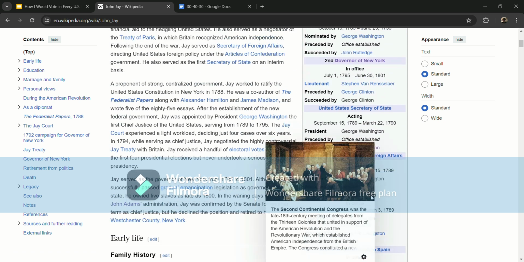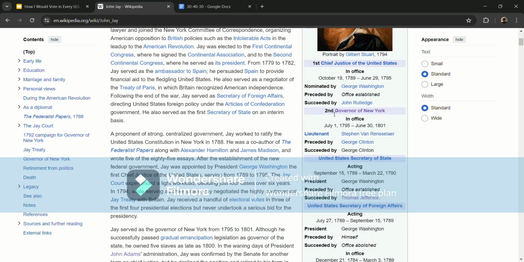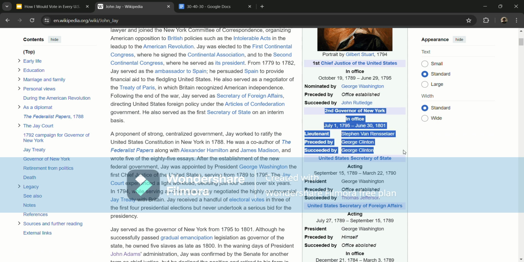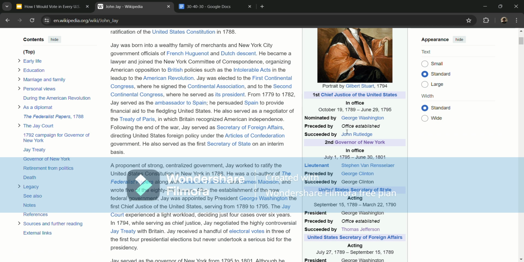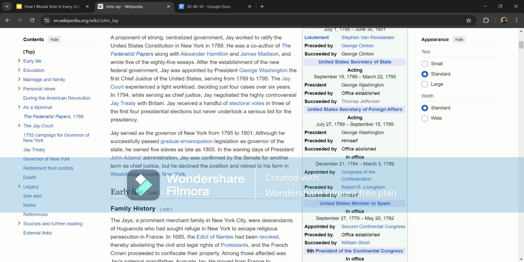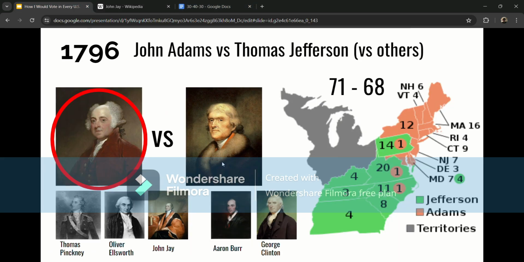So he has good foreign policy experience there too. Again, Minister to Spain. But he was also, most importantly for this, at the time of this election, the governor of New York. So he also had executive experience. He had judicial experience. He had foreign policy experience. He had legislative experience. He's the total package. John Jay would have gotten my vote for vice president in 1796.